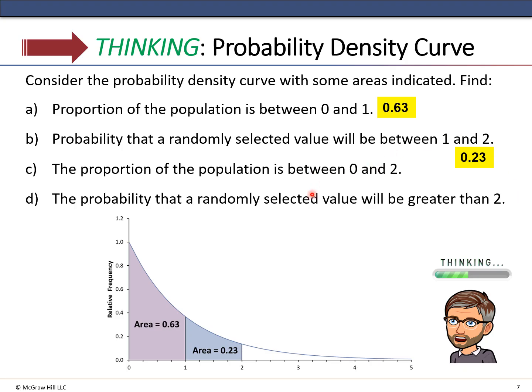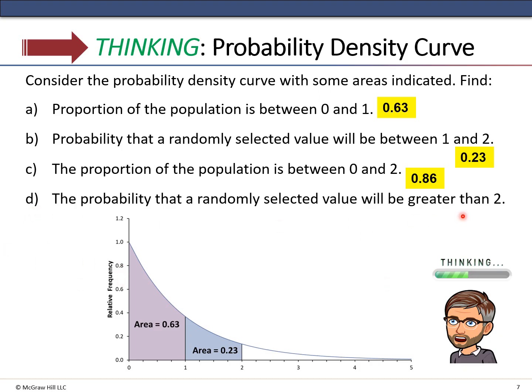The proportion of the population between 0 and 2. Now we have 2 different areas that we have to combine. We're just going to add those together because that's the combined area, and the combined area represents the proportion or the probability, and so we get 0.86.